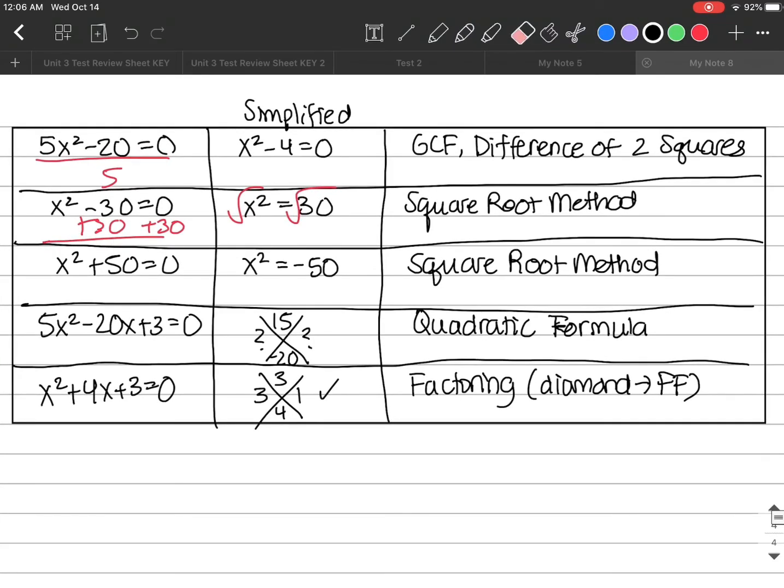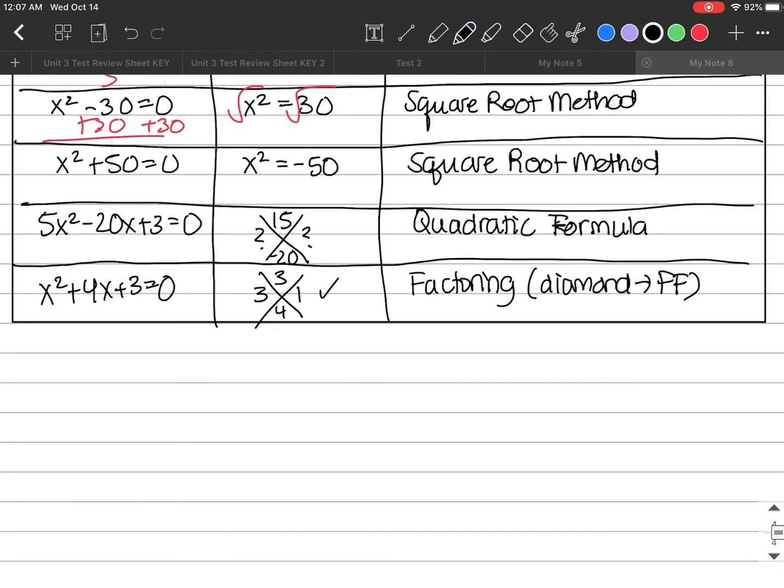All right, up here I messed up. I called this GCF and difference of two squares, but I was supposed to say it's the factoring method. And then I was supposed to say in parentheses, it's a GCF and then the difference of two squares. Or you could just say difference of two squares for that.